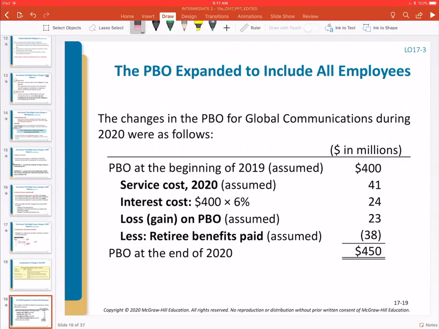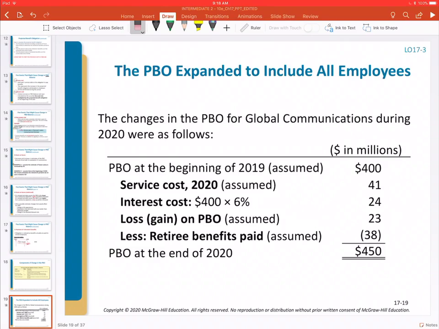So again, before we were looking just at Jessica Farrow and how Jessica Farrow's liability was going to change over time. Now we're going to look at, okay, so if we gathered all of that information for all of the employees that had a defined benefit plan, what the company would then do is be able to say for the entire group of individuals who have a defined benefit plan, all of them, what is the service cost associated with each of them? What is the interest cost associated with each of them? And so on and so forth.